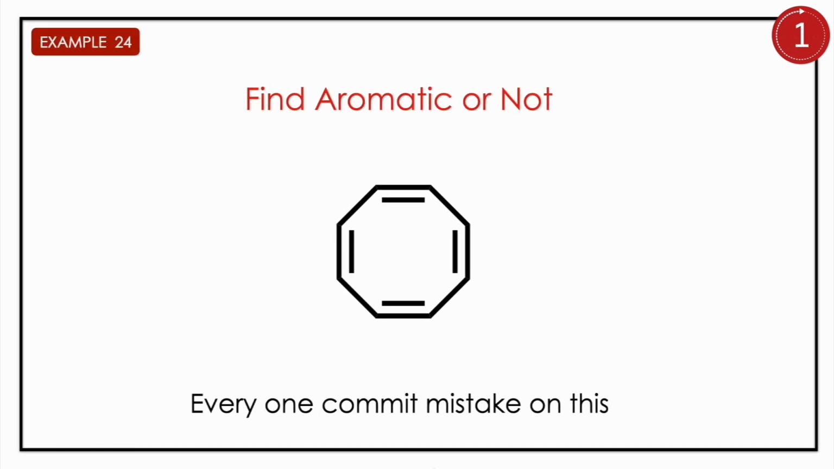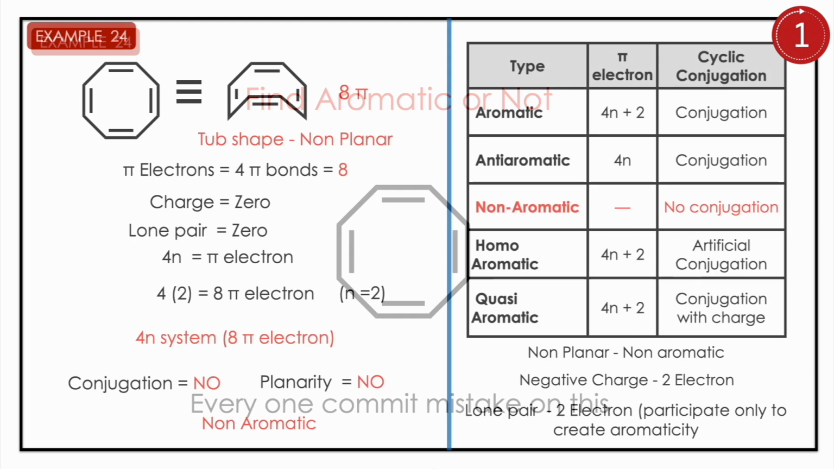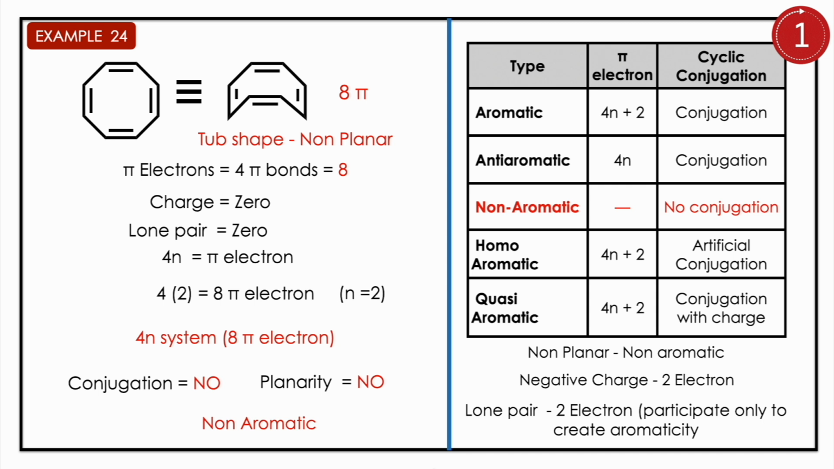Then the final example. Here you have cyclooctatetraene, 8 carbons with 4 double bonds. You should find whether the given compound is aromatic or not. By looking at the plain side, you might commit a mistake. It is a non-planar compound. If you draw the real structure, it is tub shaped, a non-planar system.